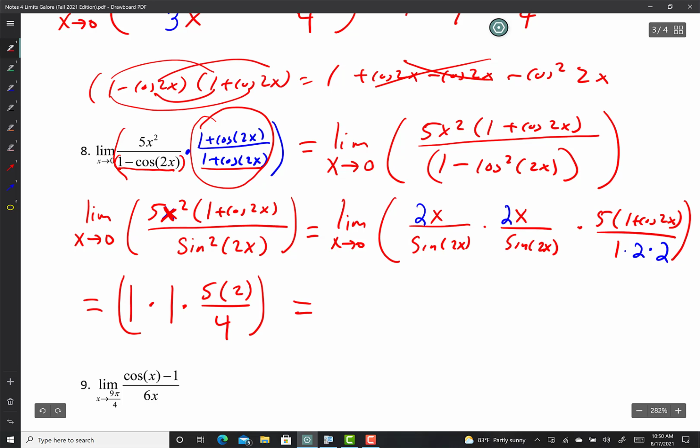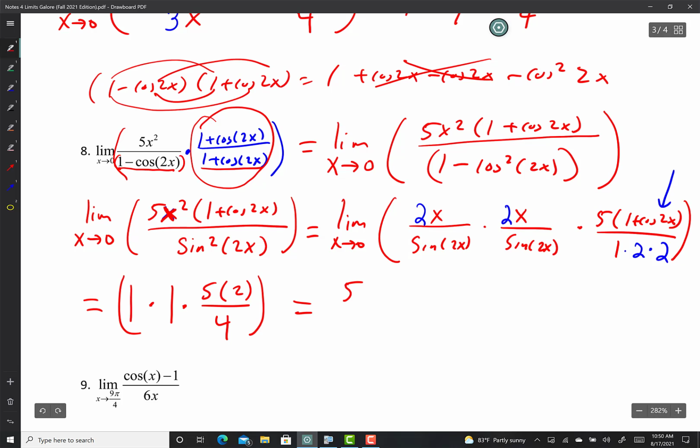I just substituted. So let's see. How do I get the 2? Right here. It says cosine of 2x, so I plugged in the 0. So that's cosine of 0. Cosine of 0 is 1, and I have 1 plus that. You know what I mean, guys? So what is this? What's my final answer?